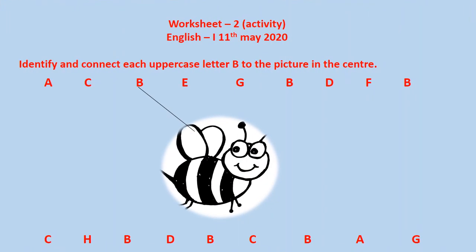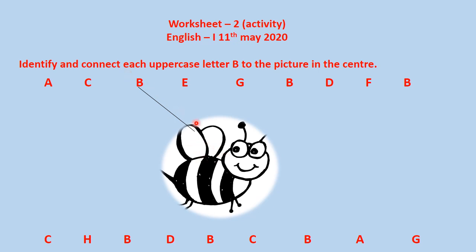Now, here is worksheet number 2 B, another worksheet where you have to identify and connect each uppercase letter B to the picture in the center. So, B for B, and you have to connect the letter B with the picture. See, I have done one here: one B and the picture of B, B for B. B is an insect.